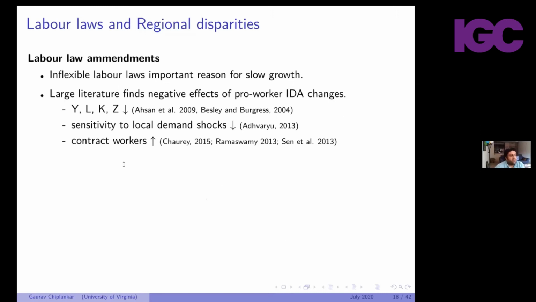But basically what you find is that, look, if you have very inflexible labor laws, how do firms respond? Well, firms are smaller. They have lesser output, labor, capital, etc. They tend to hire workers that are more contract, so I'm not obligated to many of these laws. But I think the recent development in this is that firms are smart.